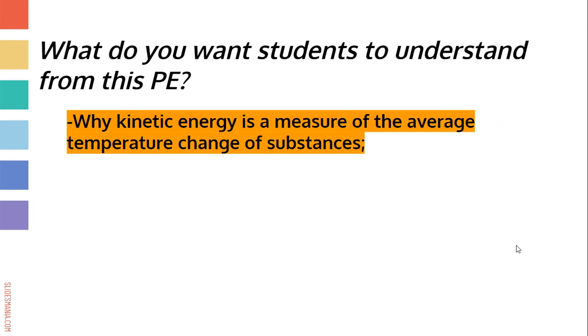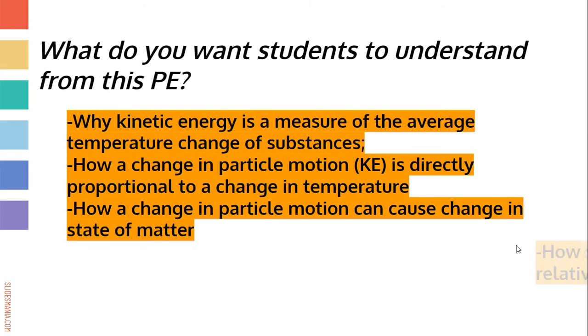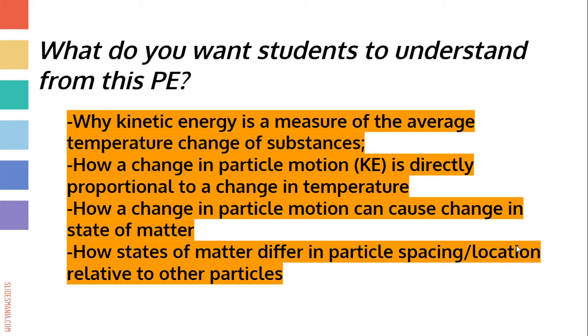And then finally, with the content, these are the main content pieces with a little more detail, how you might word them than just the statements themselves. What is it about kinetic energy? Well, they need to understand why kinetic energy is a measure of the average temperature change of substances. What makes it that? And how a change in kinetic energy or particle motion is directly proportional to temperature changes. And how a change in particle motion can cause a change in the matter state, or how the state of matter differs in particle spacing location relative to other particles. That's the science you want them to get from the experiences you give them to do.